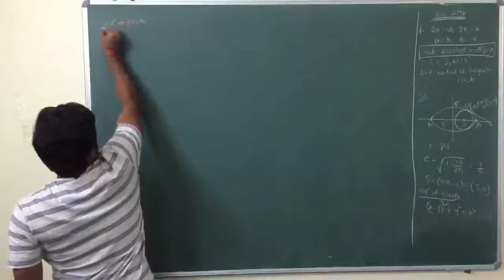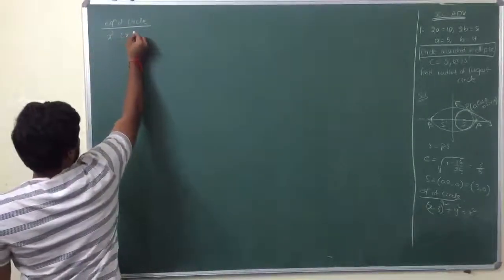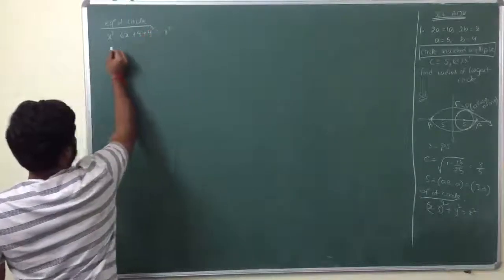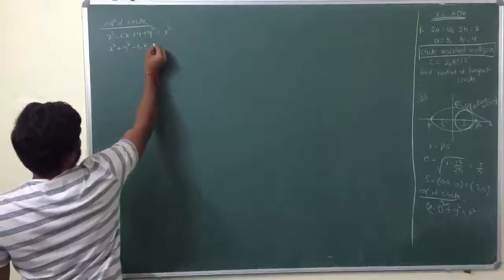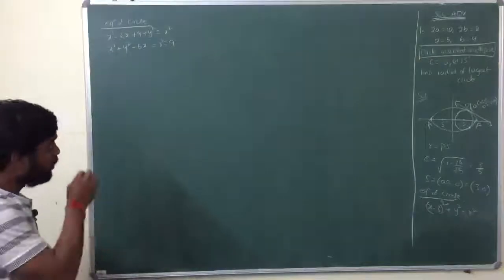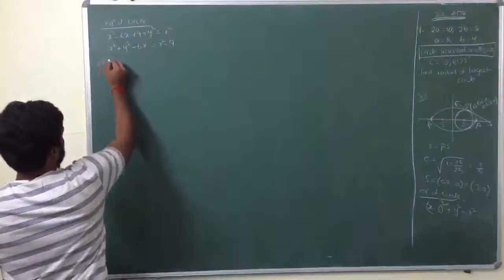So what is the equation of circle? See, x square minus 6x plus 9 plus y square is equal to r square. So x square plus y square minus 6x is equal to r square minus 9. That is the equation of circle. Now equation of tangent at P.